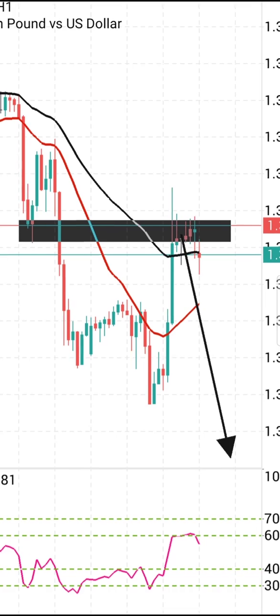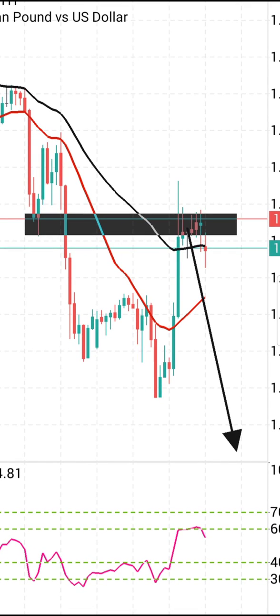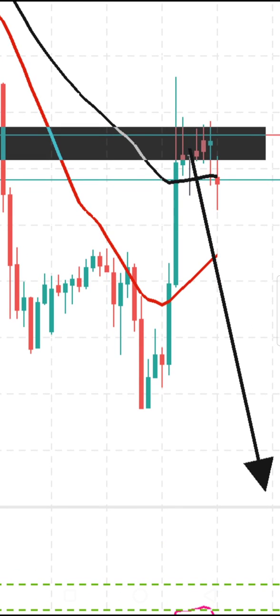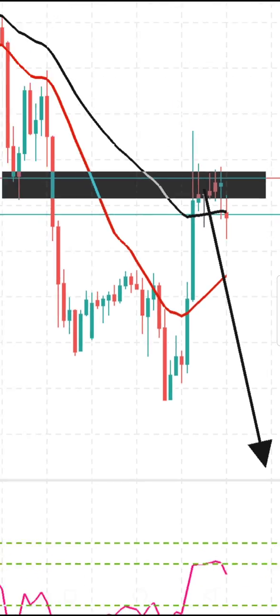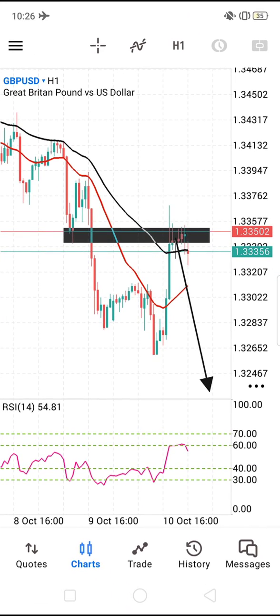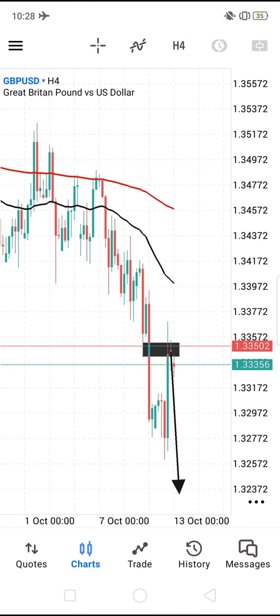This tells me to enter the market. See this arrow, I enter the market, and the market goes all the way to this place, down to this demand zone of the 1 hour. So this is how you analyze your market. Let's go to another one.